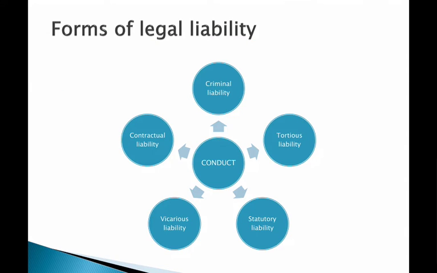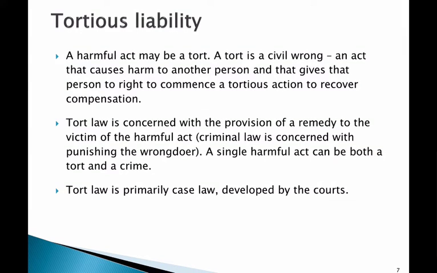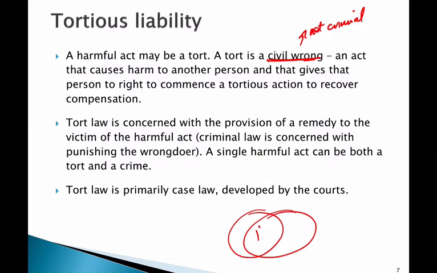One of the liabilities that can arise from your conduct is a tortious liability. A tortious liability, or a tort, is where we have a civil wrong, right? So it's not criminal. Now, note some actions like hitting someone. So if you hit someone, that can be both a tort and a crime. Okay, so one action can have more than one legal liability.